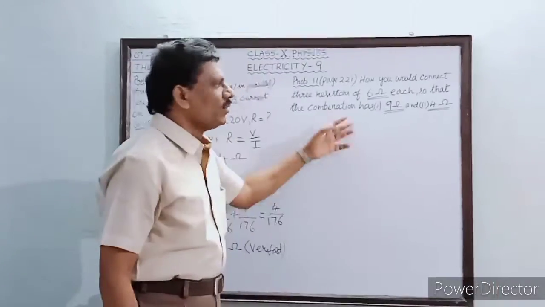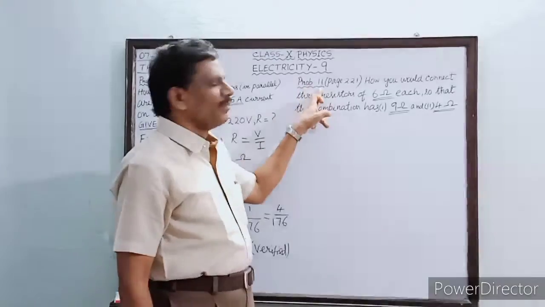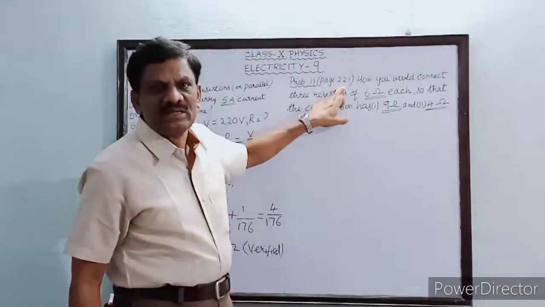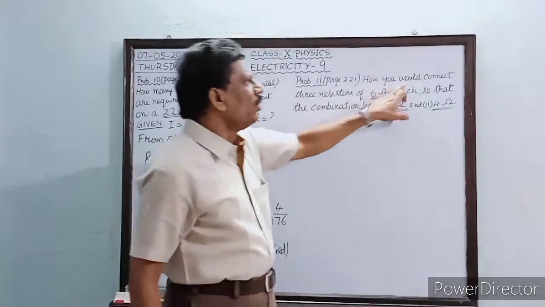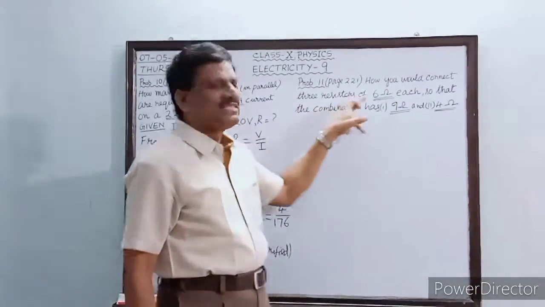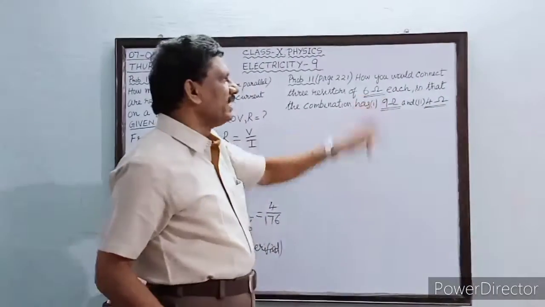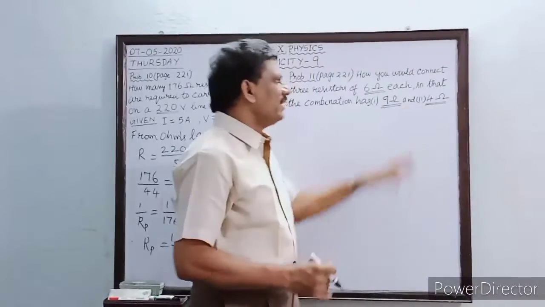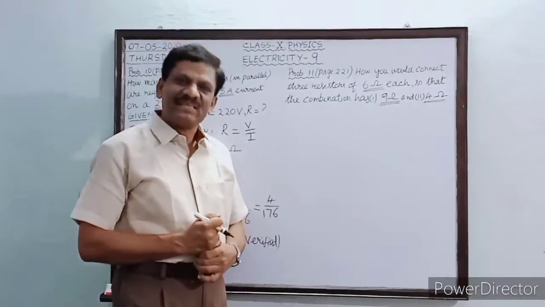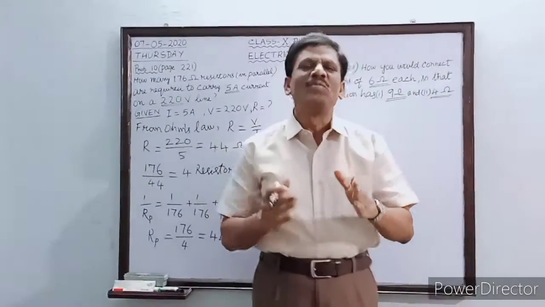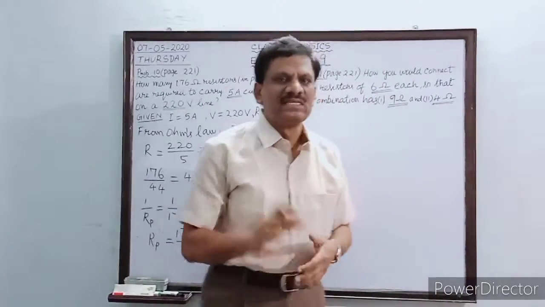Now another very brilliant sum is given to us, and that is problem number 11. It is also on the same page number 221. How would you connect 3 resistors of 6 ohm each so that the combination has 9 ohm first and 4 ohm next? You are given 6 ohm resistors. How many 6 ohm resistors are given to you? Good, 3 resistors are given.